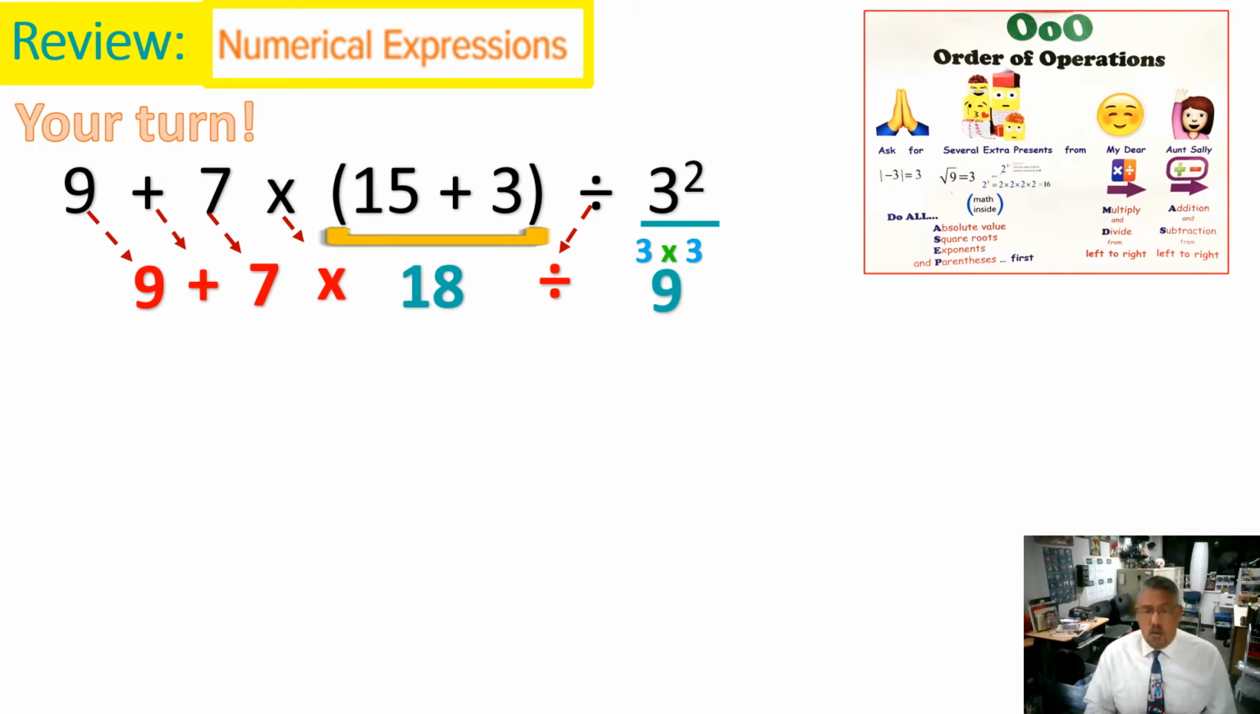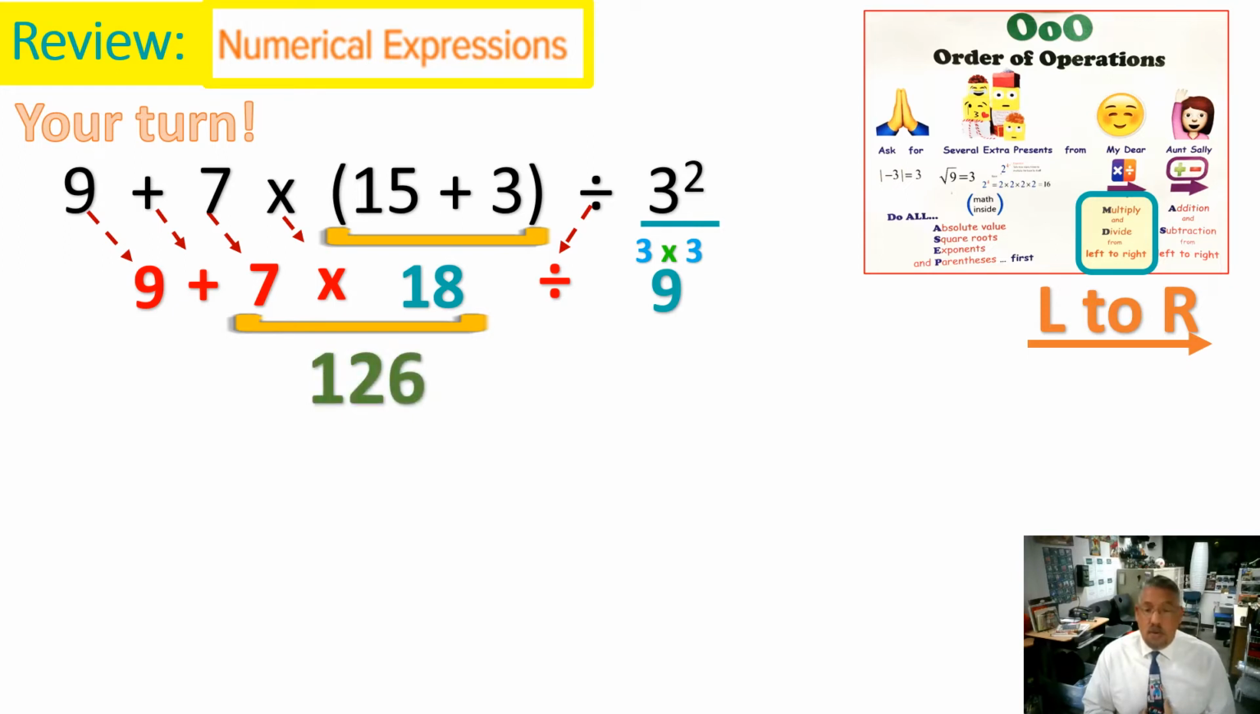Then, looking at your chart or your notes or remembering the order of operations, you have to do multiplication and division from left to right. So that takes me to 7 times 18. Once again, a handy dandy calculator allows me to type that in, and I get 126.